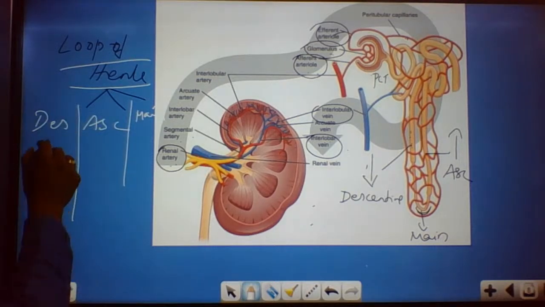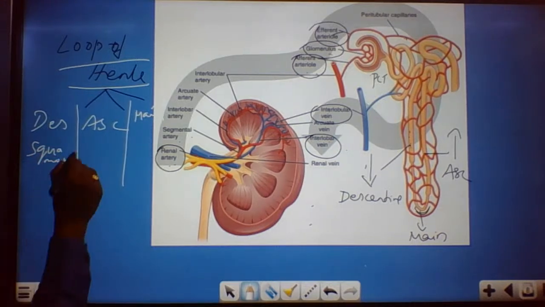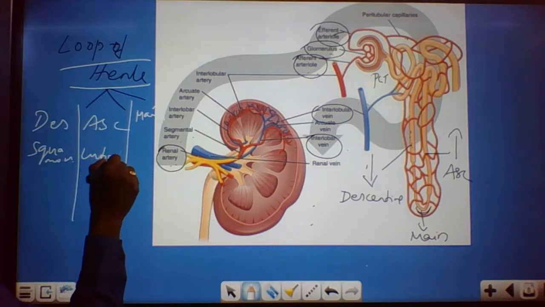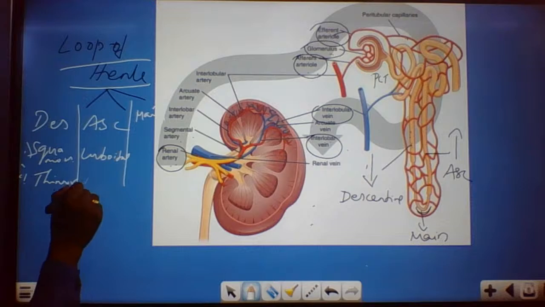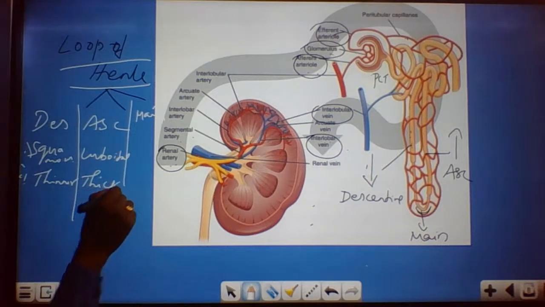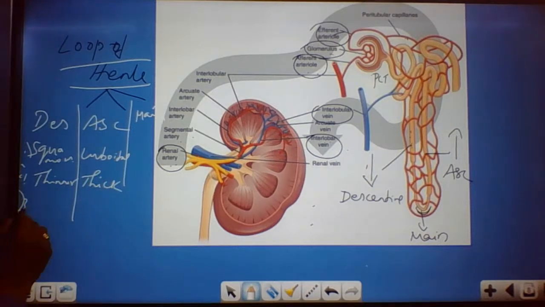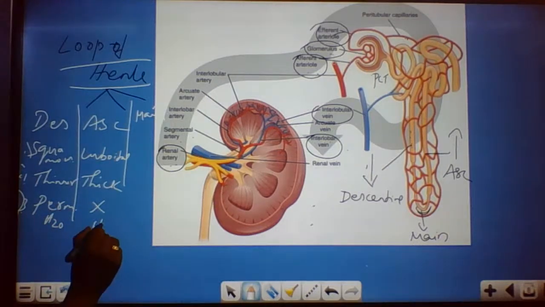The descending loop is made up of squamous cells. This one, the ascending loop, is made up of cuboidal cells. That's the first difference. Second difference: the descending loop is thinner and the ascending loop is thicker. Third difference, very important: the descending loop is permeable to water. The ascending loop of Henle is not permeable to water.